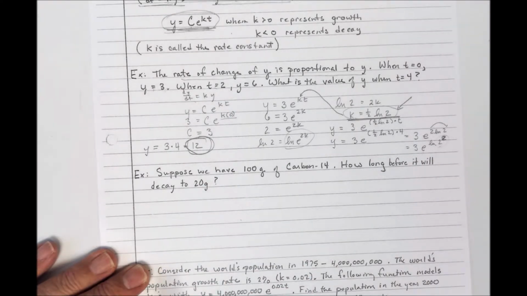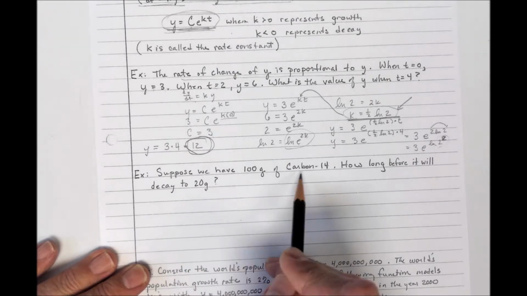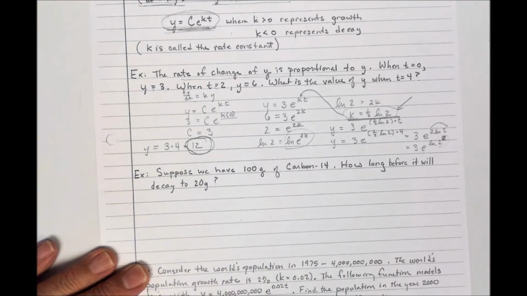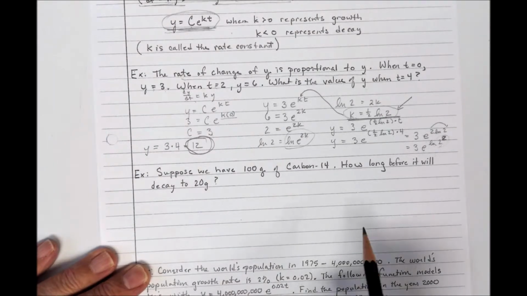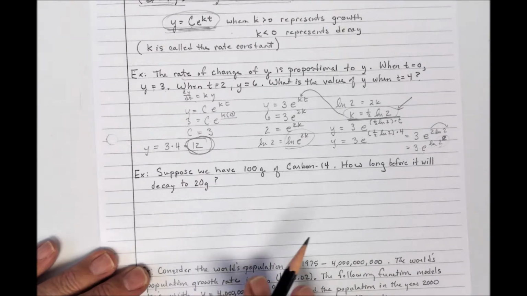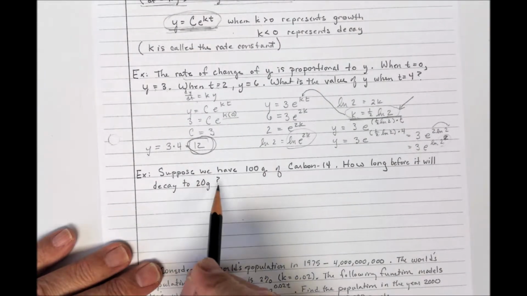Now it says how long will it decay until you have 20 grams of this carbon-14. Suppose we have 100 grams of carbon-14. How long before we can get this thing to decay all the way down to 20 grams? Okay, so what I'm going to have to do here is this is the example of using the law of exponential change.